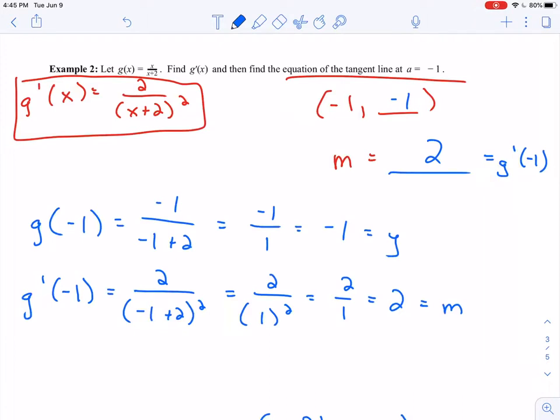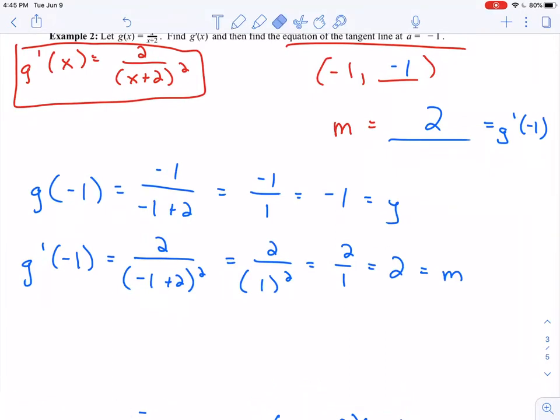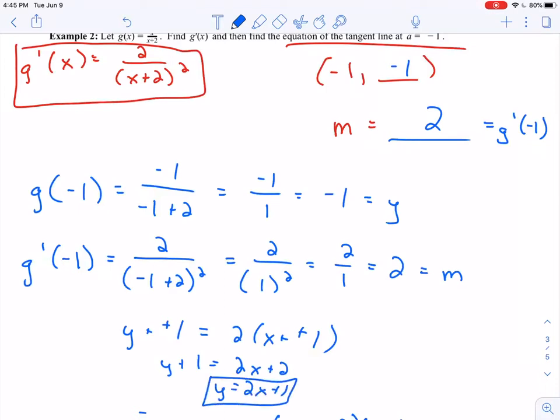At this point, I have everything I need to write the equation of the line. So we would say y minus my y value, which is -1, equals m, which is 2, times x minus my x coordinate, which is also -1. So this is really y plus 1 and x plus 1. y plus 1 equals 2x plus 2. y equals 2x plus 1. There's the equation of my tangent line.